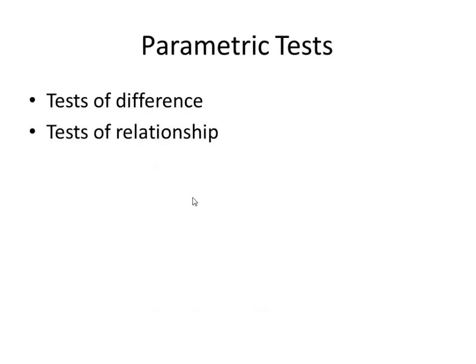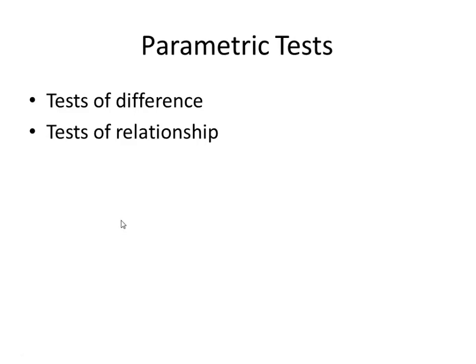So now we will get into looking at a couple of the most frequently used parametric tests. And parametric tests may be distinguished in terms of tests of difference and tests of relationship. So you can be doing an analysis to identify whether or not there are differences between two or more groups, or you can be looking at the extent to which variables are related to each other. And so we're talking about different kinds of tests for tests of difference and tests of relationship.